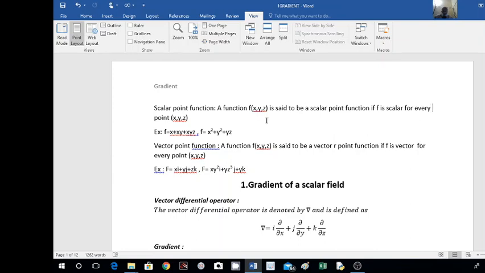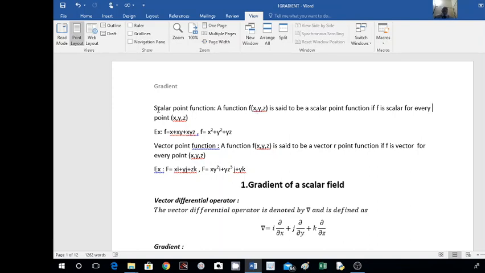In this video, we try to learn something about the gradient. Physical quantities are of two types: one is the scalar quantity and the other is the vector quantity. A scalar quantity is one which has only a magnitude, no direction. But a vector quantity is one which has both magnitude as well as direction.